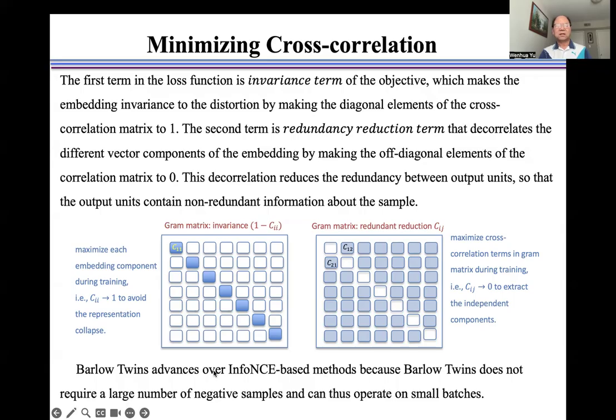Barlow Twins advances over NCE-based methods because Barlow Twins doesn't require a large number of negative samples and can thus operate on small batches.